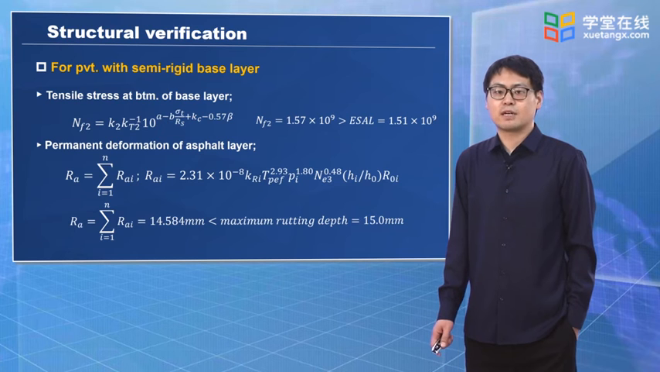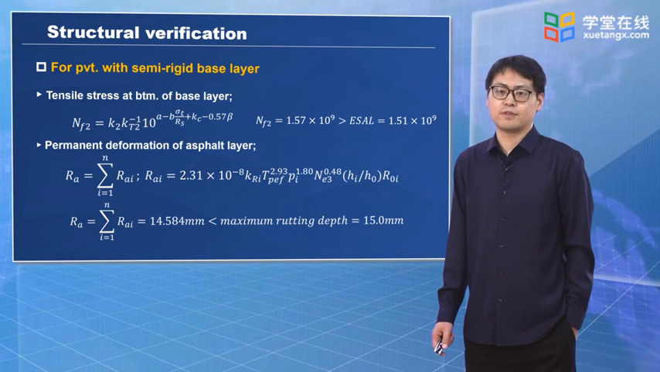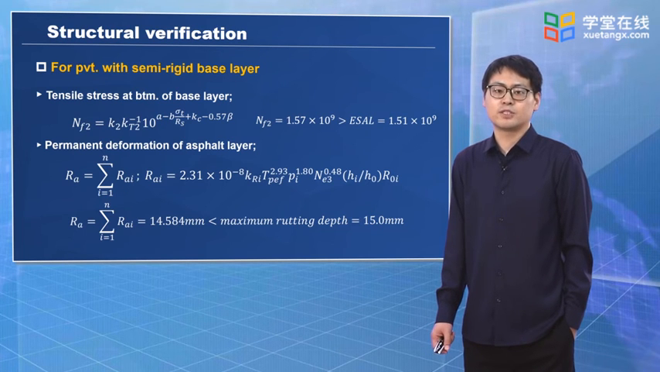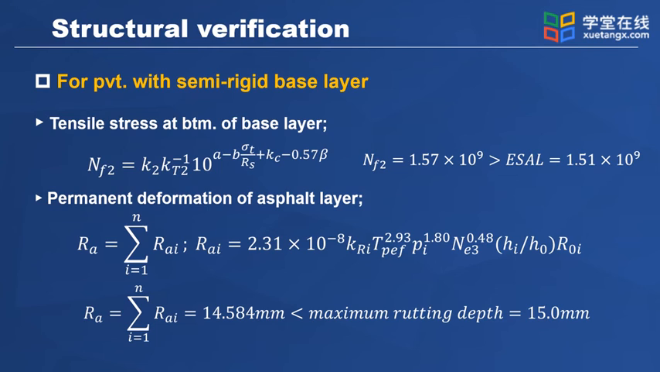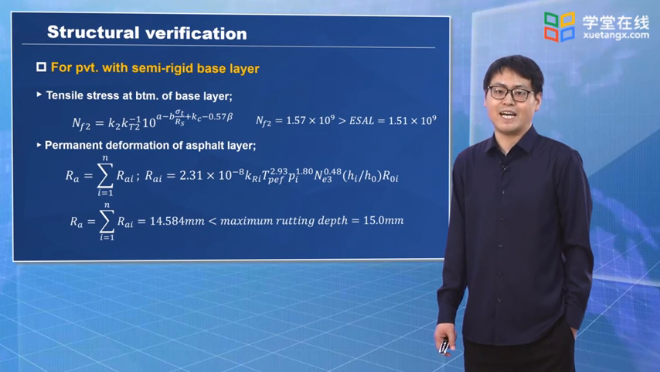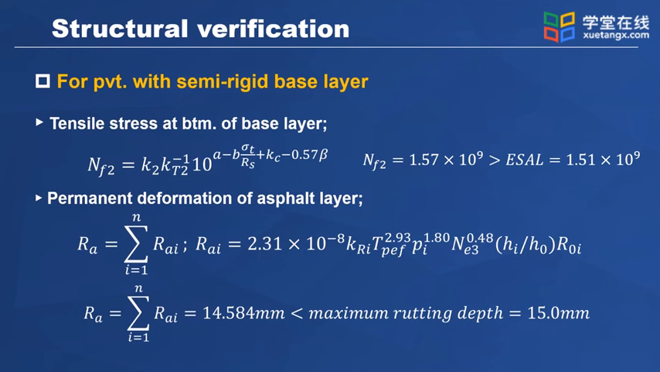For permanent deformation calculation, the design layer was divided into 7 sublayers. The permanent deformation of each sublayer was first checked, which was transferred from the laboratory rutting depth data of asphalt mixture. The total permanent deformation was determined to be 14.584 millimeter, which was less than the maximum allowable value, which is 15.0 millimeter. Low temperature cracking resistance of asphalt mixture was also verified. As we can see here, the proposed pavement structure meets the design requirements.